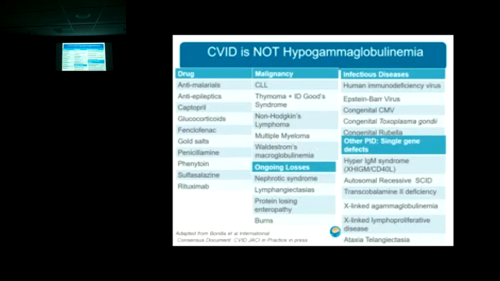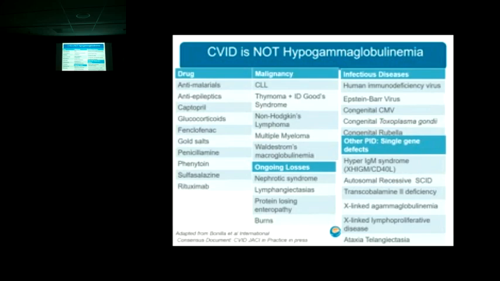In other words, CVID does not mean hypogammaglobulinemia. So if you have a patient with hypogammaglobulinemia who needs gammaglobulin infusion, use the diagnosis of hypogammaglobulinemia and not the CVID diagnosis, because it creates confusion on the part of the patient's side.